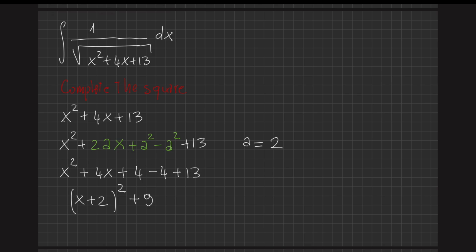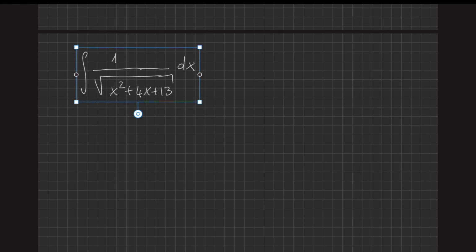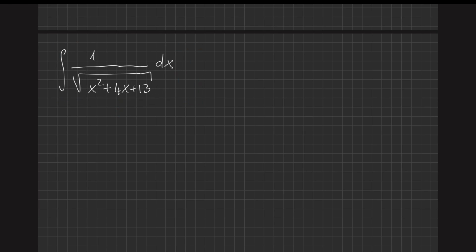What do I gain from this? Well, I gain that now I rewrote all this term as a sum of two squares. So let's see how this simplifies my integral. Let's pick up our initial integral, copy paste it down below. So we've seen from before that we can rewrite it as the integral of 1 over the square root of (x plus 2) squared plus 9 dx.